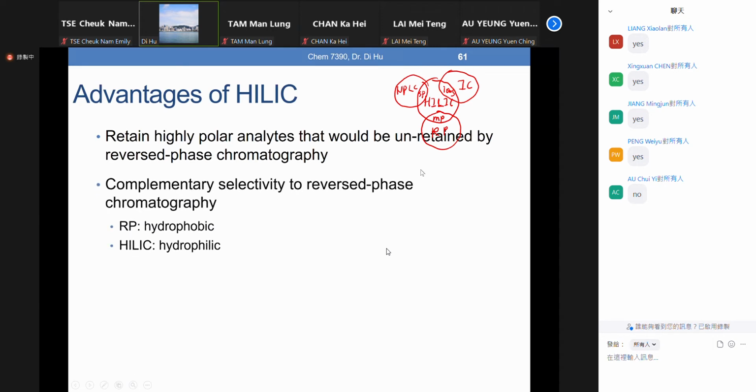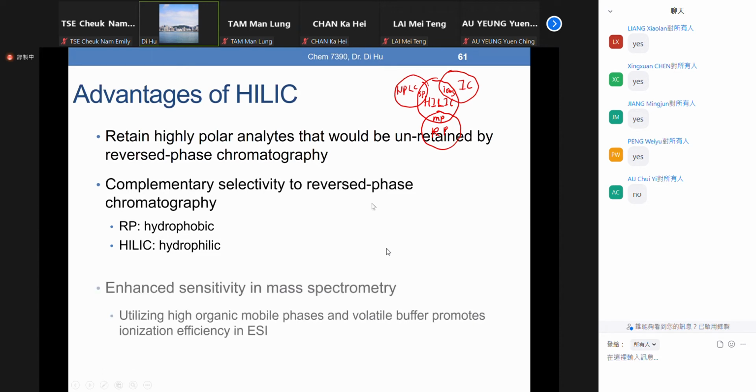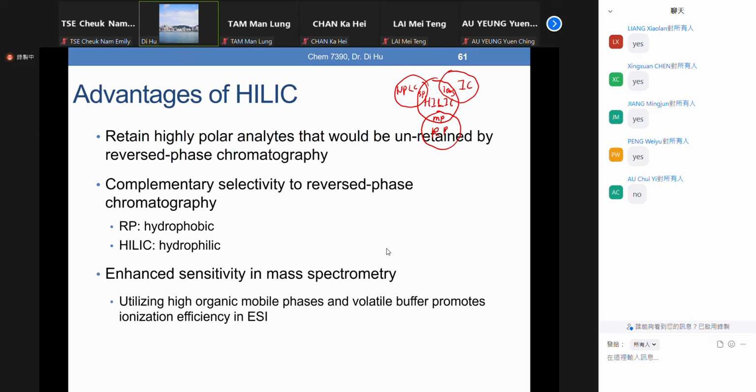So HILIC is something pretty interesting. It has complementary selectivity to reverse phase chromatography, because reverse phase handles the hydrophobic things and HILIC handles the hydrophilic, more polar, ionic species. And because of this mobile phase, it can enhance the sensitivity of the mass spectrometer, because it can use a high organic fraction and also volatile buffer, which promotes ionization efficiency in ESI. So that's the reason for that.